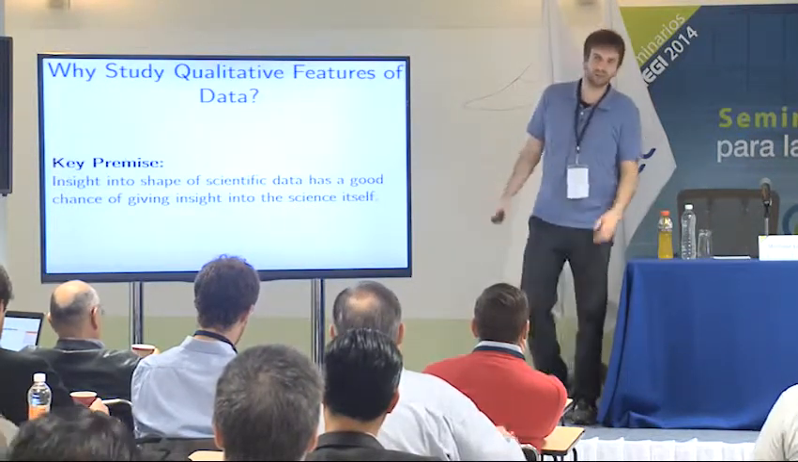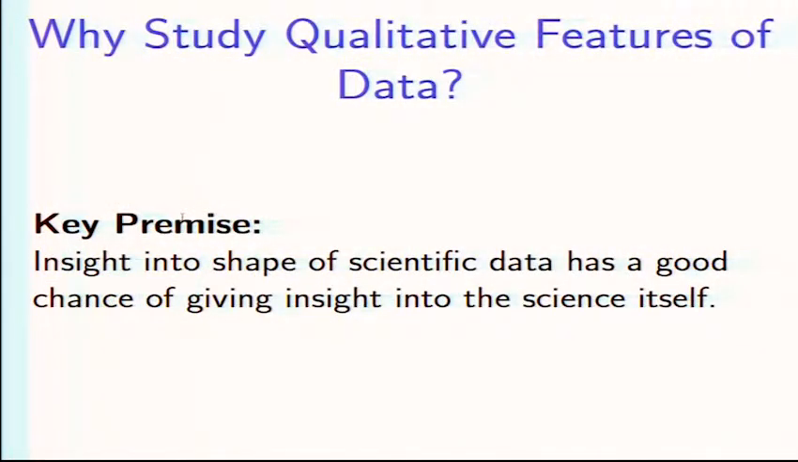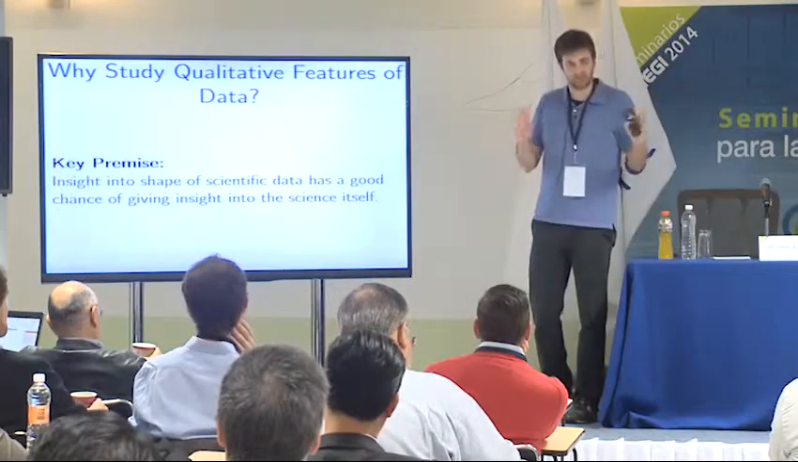Why is this something that we should spend our time thinking about? Well, my brief answer to the question is this. The key premise behind this work, and really the key premise behind research in unsupervised learning in general, of which this is a part, is that insight into the shape of scientific data has a good chance of giving insight into the science itself, which generated the data. So if we can understand the shape of the data, the geometry of the data, then we can understand the science, hopefully, right?